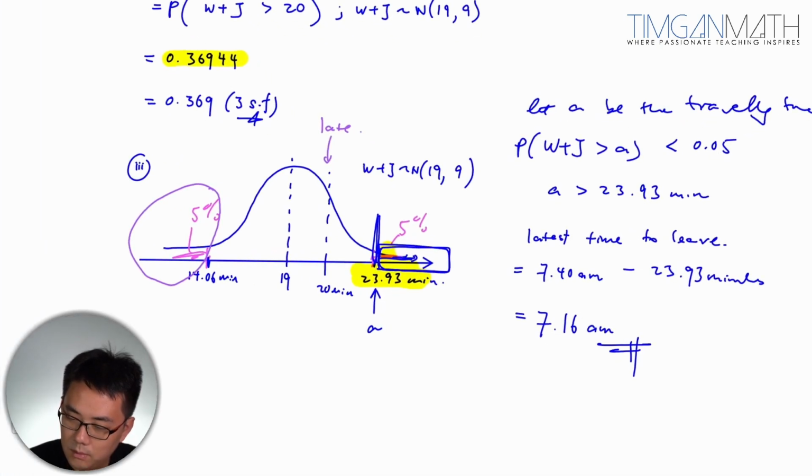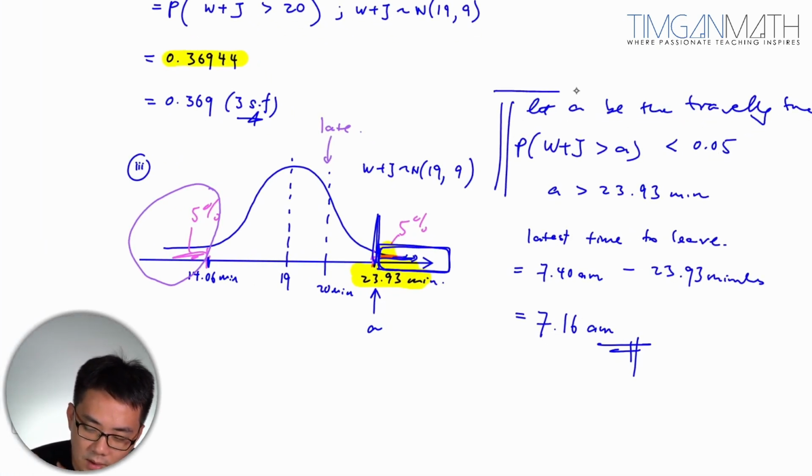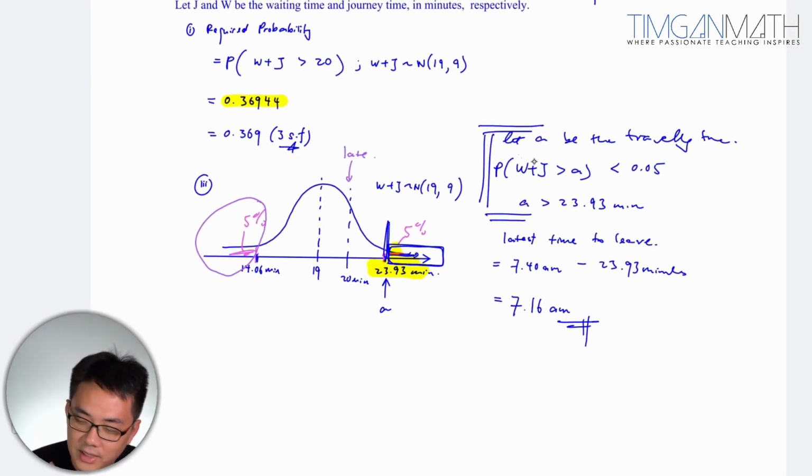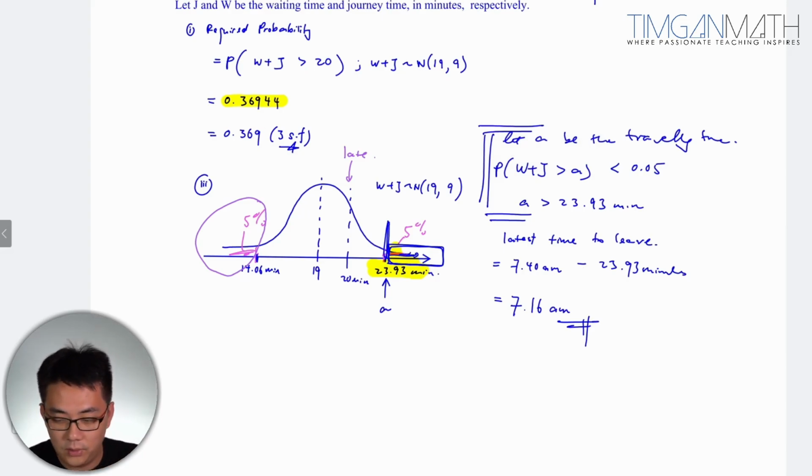Not necessary, this one. I don't think it's necessary. It's very hard to write this out. So what you need to write is this one here. Just inverse norm it, the right side. Show that you know that it's right side.